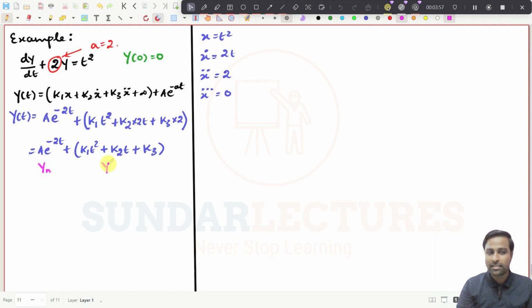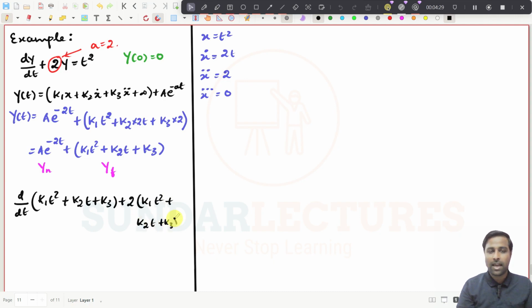Now you see, this is the solution due to natural function, and this is the solution due to forcing function. I have already told you the forcing function expression should satisfy this differential equation. Then you directly write it down as d by dt of k1 t square plus k2t plus k3, plus 2 into k1 t square plus k2t plus k3, and that should be equal to t square. You have to write like that.